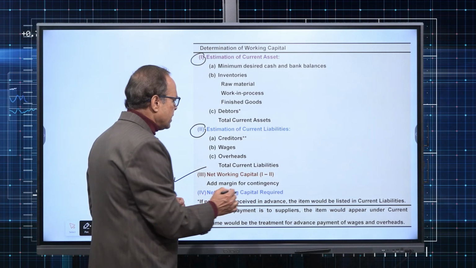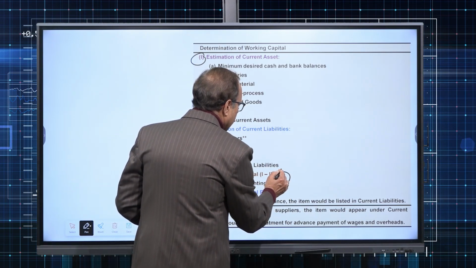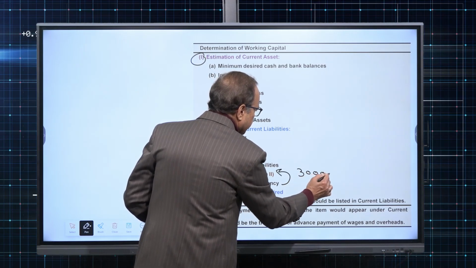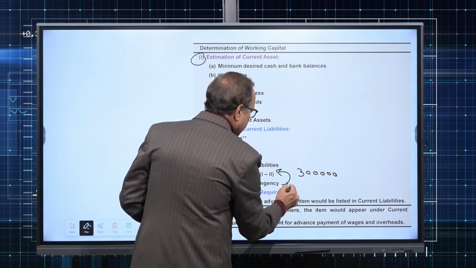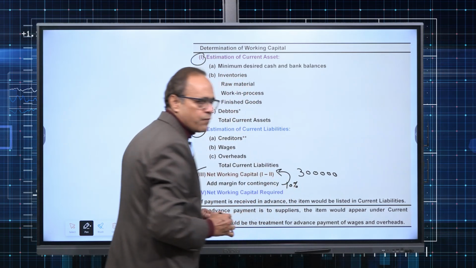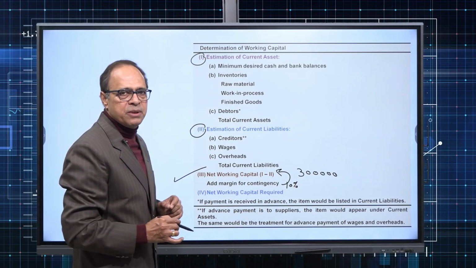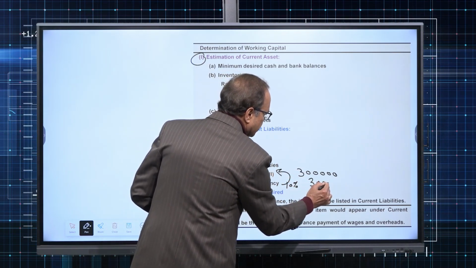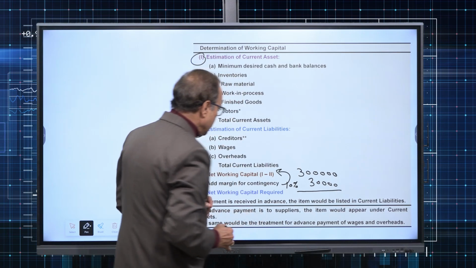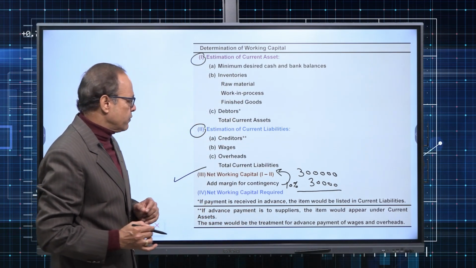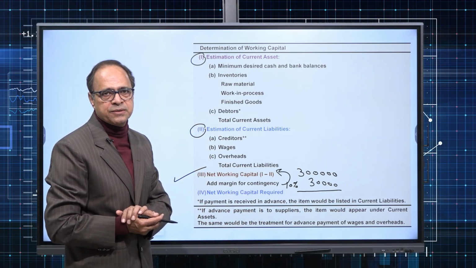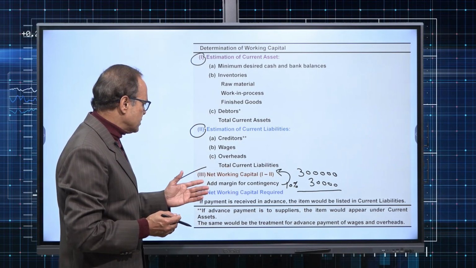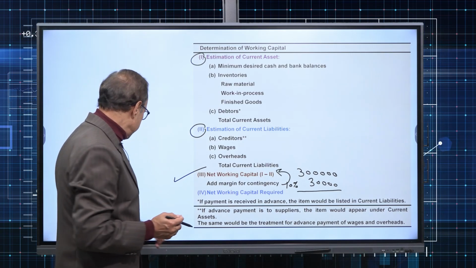Now this emergency margin will be applied on net working capital. For example, your net working capital is 3 lakh and contingency margin is 10%. Then how much will be the contingency? 10% of 3 lakh, that is 30,000. Now you get your working capital requirement 3,30,000 rupees. So contingency provision is calculated on net working capital. So that is the way we will be calculating it.